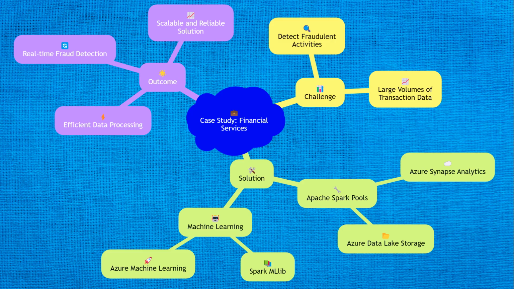To illustrate the concepts discussed, let's look at a real-world case study. A financial services company needed to process large volumes of transaction data to detect fraudulent activities. By setting up and configuring Apache Spark pools in Azure Synapse Analytics, they were able to efficiently process and analyze the data. They integrated their Spark pools with Azure Data Lake Storage to load the transaction data and used Spark MLlib to develop machine learning models for fraud detection. By deploying these models to Azure Machine Learning, they created a scalable and reliable solution for real-time fraud detection.